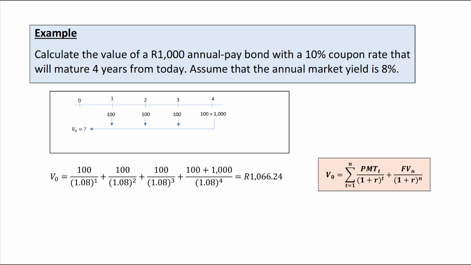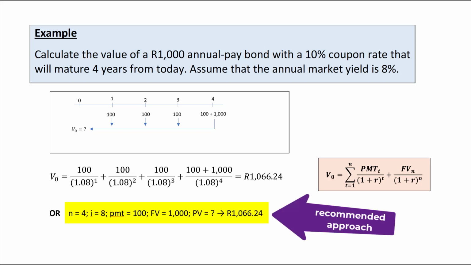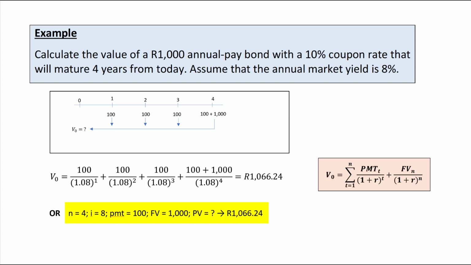Once you have gained an understanding of the cash flow pattern, it is much more efficient to use the TVM functionality of a financial calculator with the inputs shown on your screen right now. Notice that the calculator algorithm deals correctly with the fact that the final cash flow combines the last coupon as well as the principal repayment.